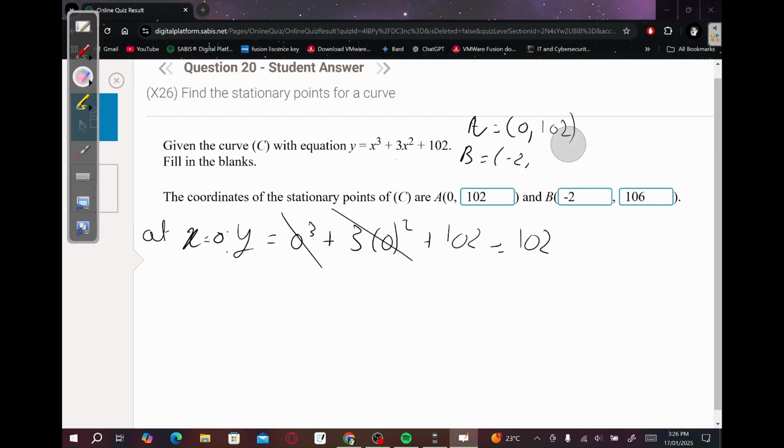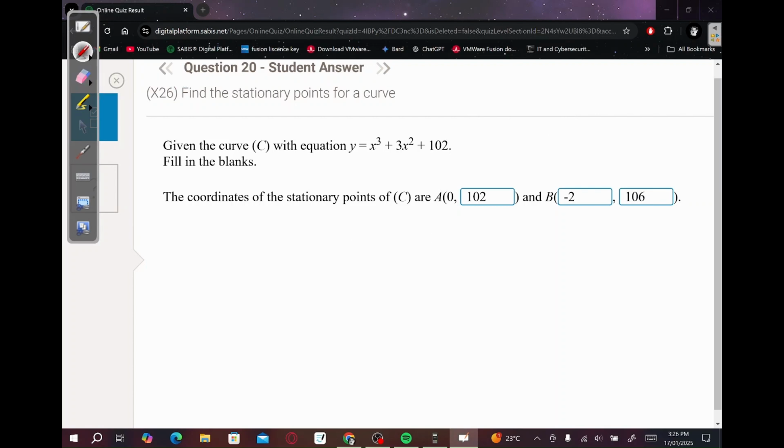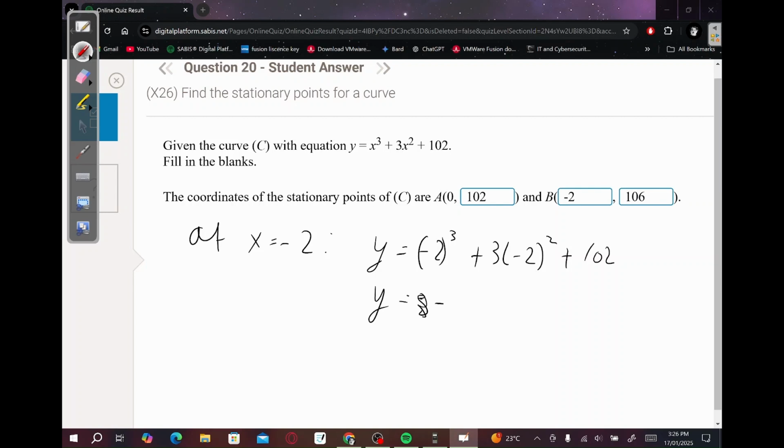Now, this is where you're going to use the negative 2. So at x equals negative 2, y equals negative 2 cubed, we're going to put this in brackets, plus 3 times negative 2 squared, plus 102. y equals negative 8, right? Plus negative 2 squared is 4, times 3 is 12, plus 102. It's going to equal negative 8 plus 12 plus 102, 106. So B is equal to (negative 2, 106). And this is our final answer.